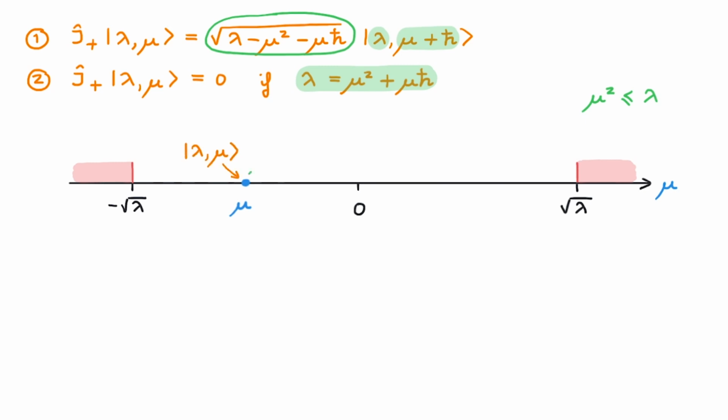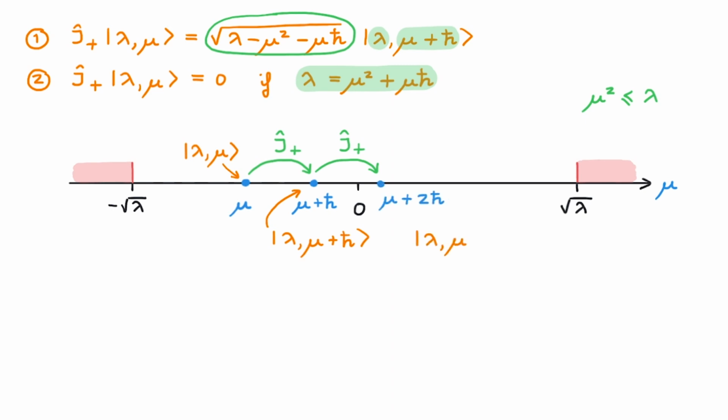We can now apply the raising operator to this state, and we get a new state at mu plus h bar, which is another angular momentum eigenstate with the same lambda, but a mu that is larger by h bar. We can now apply j plus again to get a new state at mu plus 2h bar, which again is another angular momentum eigenstate. And in principle, we could continue up the ladder by applying j plus again and again and again. However, you may already see that at some point we will have a problem.